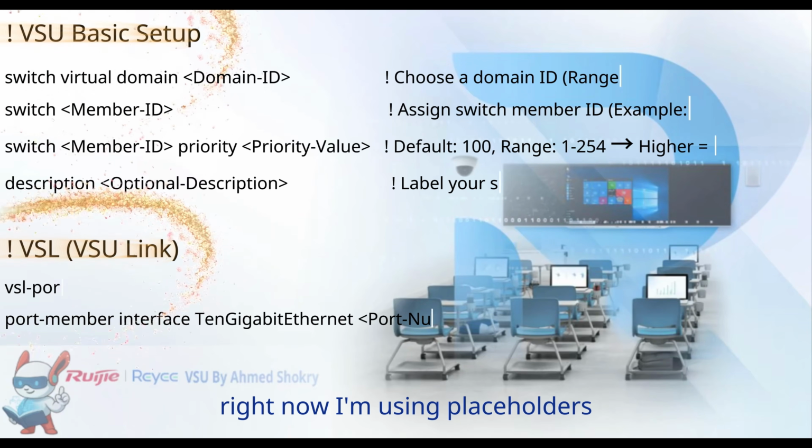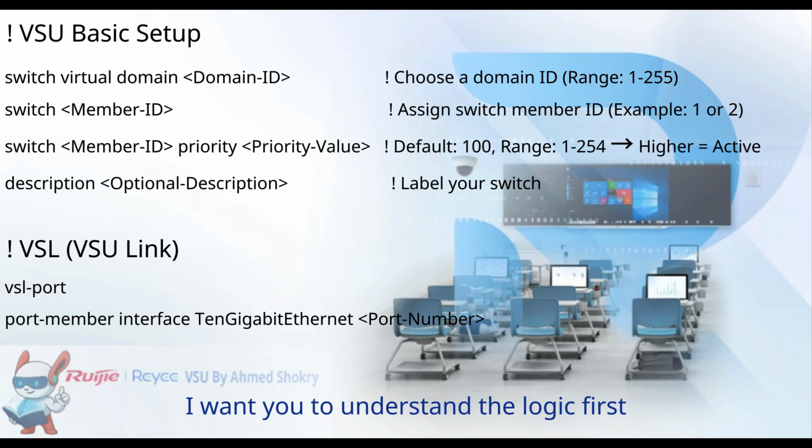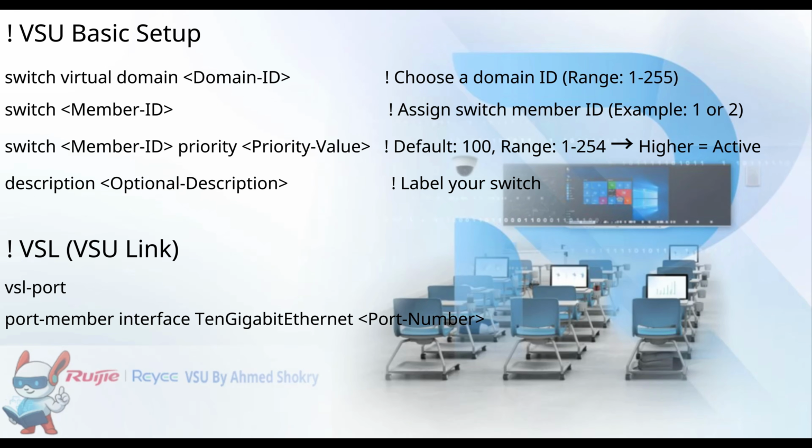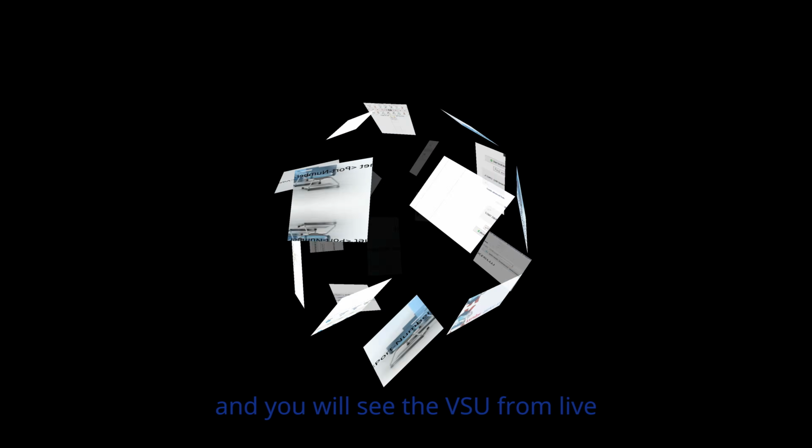Right now, I'm using placeholders. I want you to understand the logic first before I reveal the real configuration. In a moment, I will switch to my actual ports, actual domain, and actual priority, and you will see the VSU live.